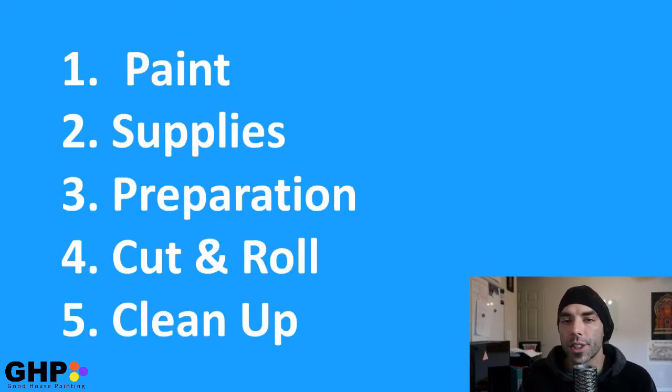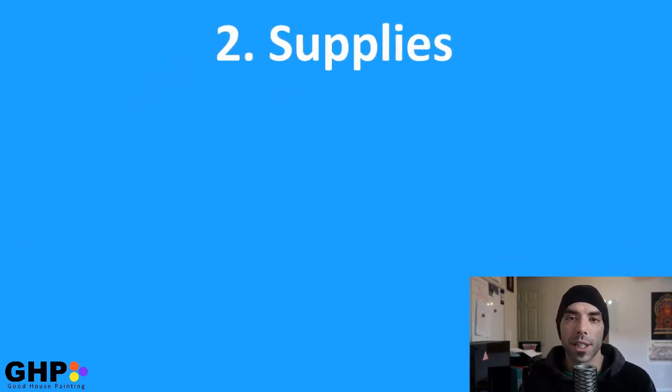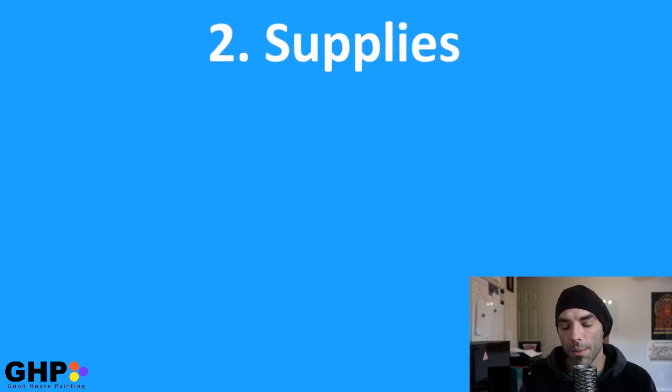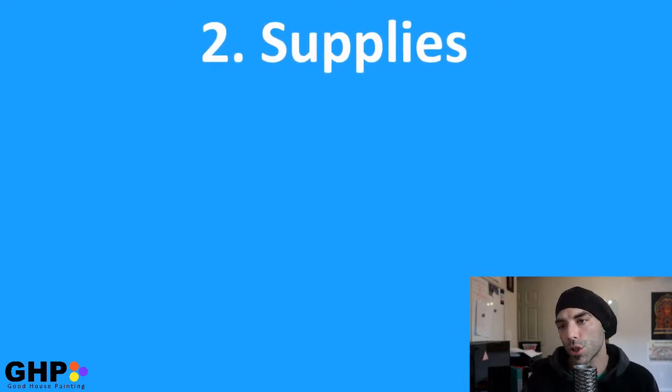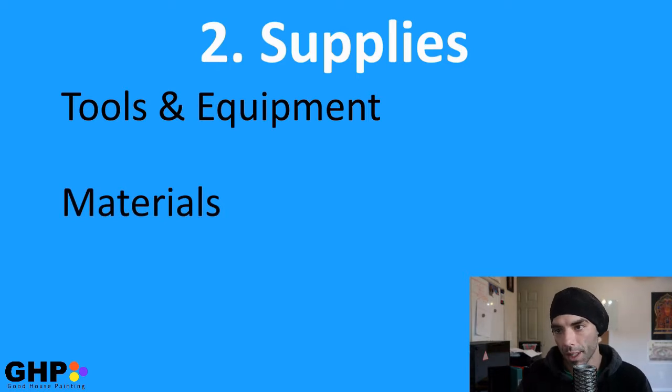Number 2 is supplies. Now that you have your paint, you're going to need supplies so you can get the paint job done. There are 2 types of supplies you're going to need. There are tools and equipment, and then there are materials.